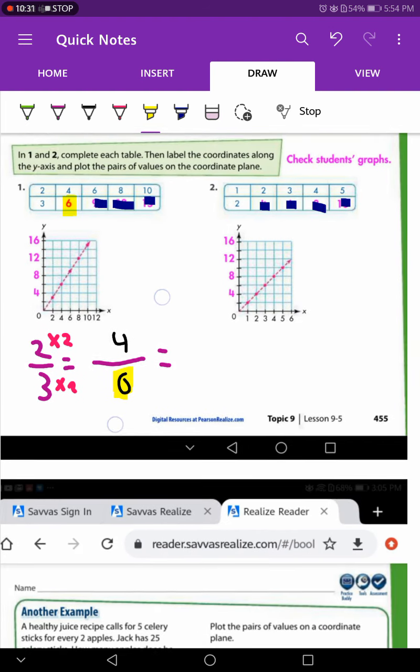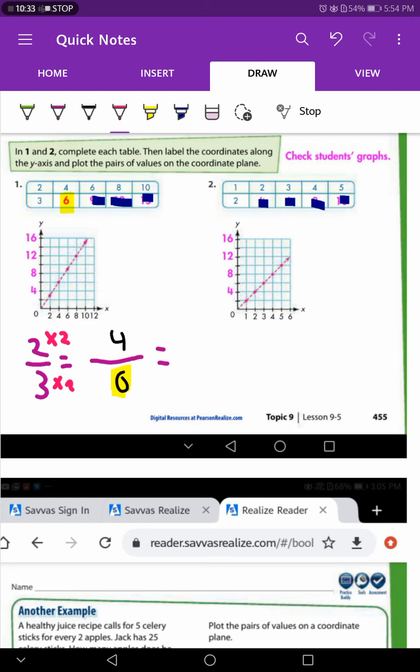Now the next one, it is multiplied by 3. So it is 6 up and 9 down. See? It is 9 down. The third one, it is multiplied by 4. So 3 by 4 equals 12. And 3 by 5 equals 15.